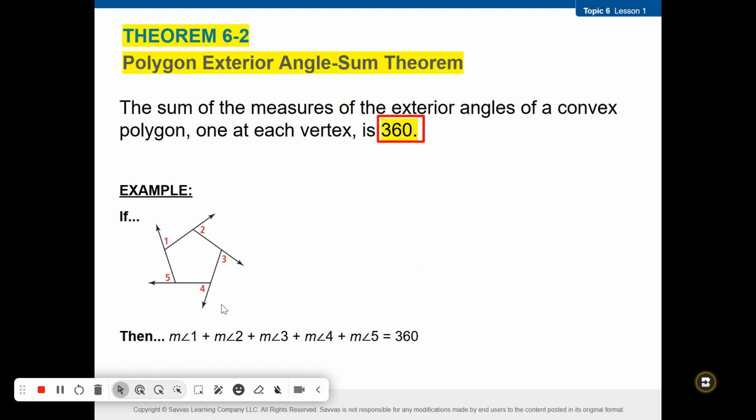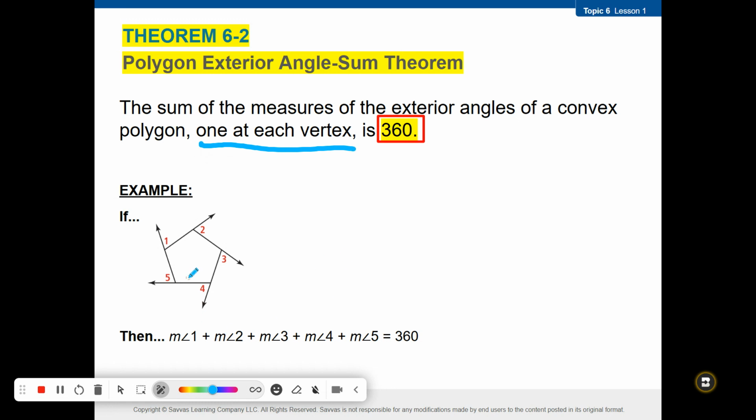So it says Polygon Exterior Angle Sum Theorem. This is the biggie. The sum of the measures of the exterior angles, so the outside parts, of a convex polygon, one angle at each vertex, are, and that is a big, big deal. Don't put multiple angles at the same vertex. That throws everything off. But in the end, they're all equal to 360.